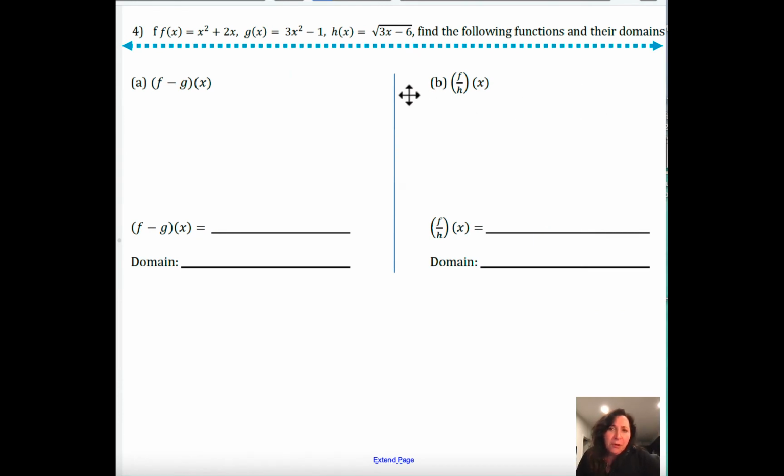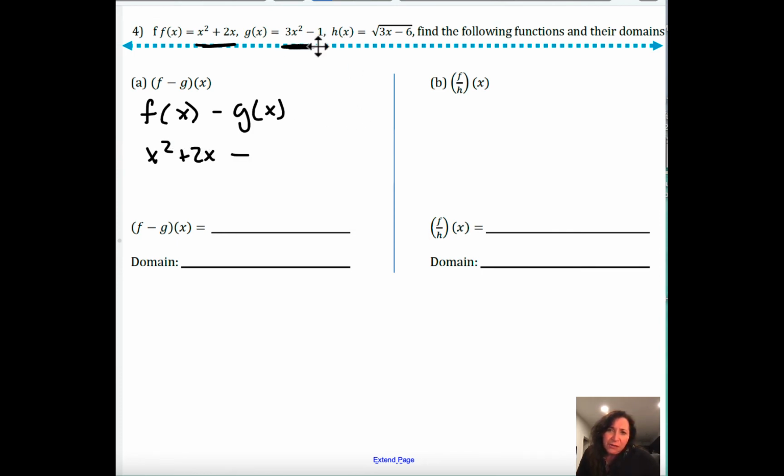For these problems here, we're trying to plug the values in and find the domain. So for this first one, f minus g of x, all that's saying is find f of x, subtract g of x. So you're going to subtract them. So f of x was this part right here. So it's going to be x squared add 2x. And then I'm going to subtract g of x.